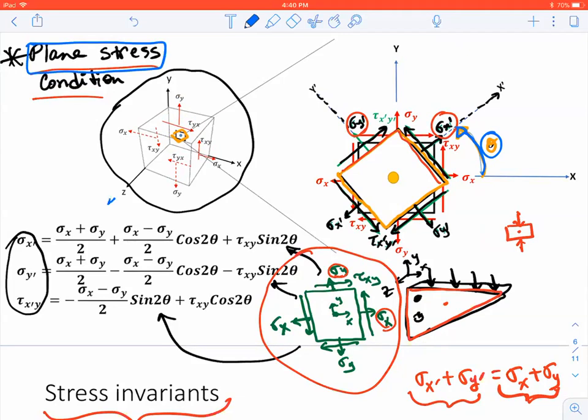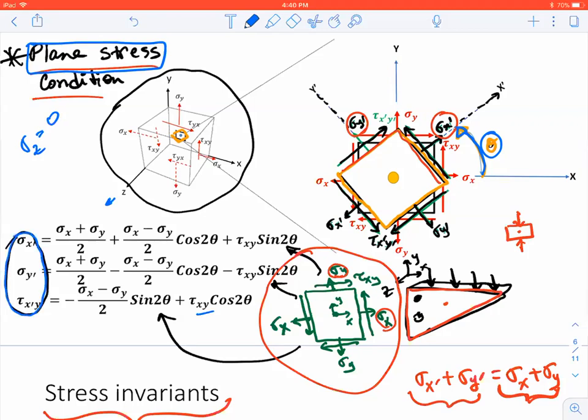Stress in the z direction is 0. That means sigma z is 0. You do not have any stress in the z direction. Only under those circumstances, these are the equations. And if you plug in theta to be the angle of rotation, plug in the sigma x, sigma y, or tau xy, you will get the stresses in the new rotated direction.